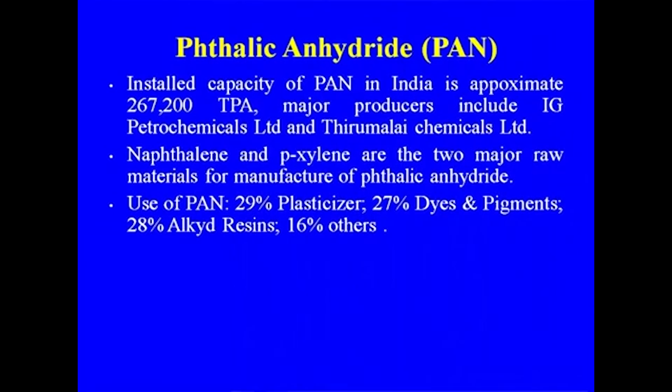Now let us discuss another very important aromatic compound which is finding large application in the paint industry. The installed capacity of phthalic anhydride in India is approximately 2,67,200 tons per annum. Major producers include IG Petrochemicals Limited and Thermax Chemicals Limited. Naphthalene and orthoxylene are the two major raw materials for the manufacture of phthalic anhydride. Use of phthalic anhydride: 29% is plasticizer, 27% is dyes and pigments, 28% is alkyd resin, and 16% others.